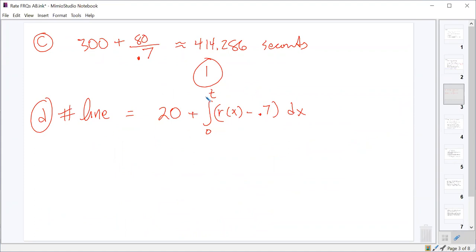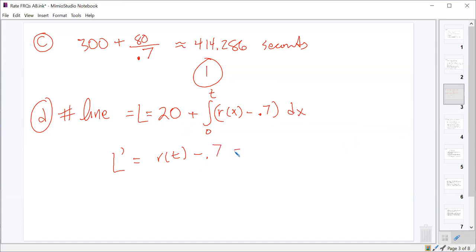And so if we want to find when this is at a minimum, we'll call this L. L prime, well, derivative of 20 is 0. And the derivative of the integral from 0 to t of r of x minus 0.7 ought to just be r of t minus 0.7.